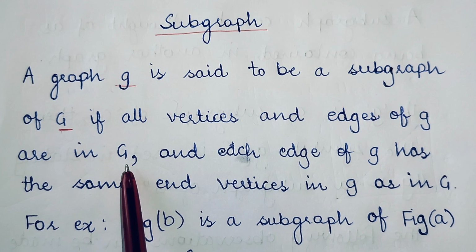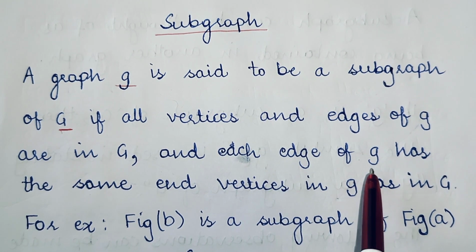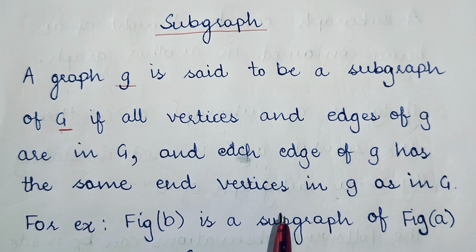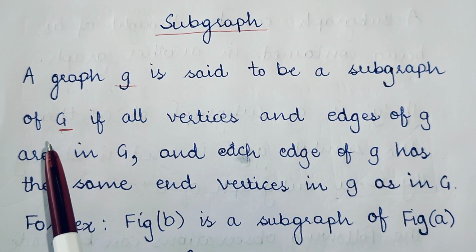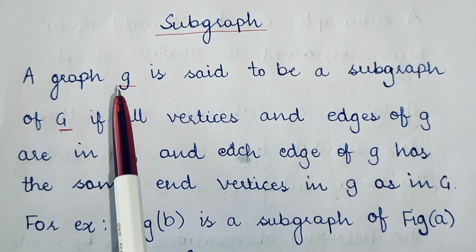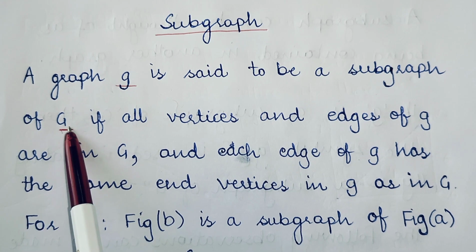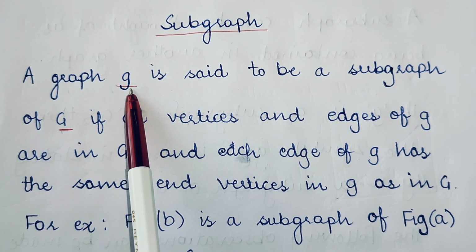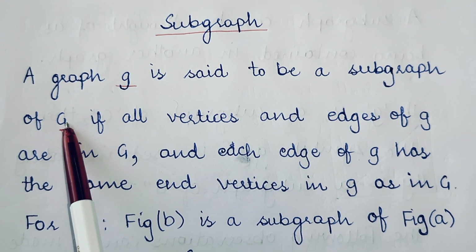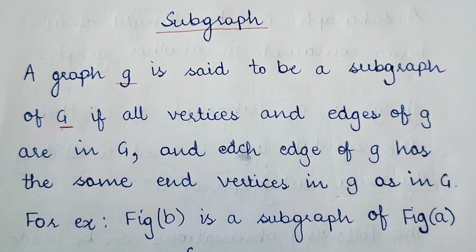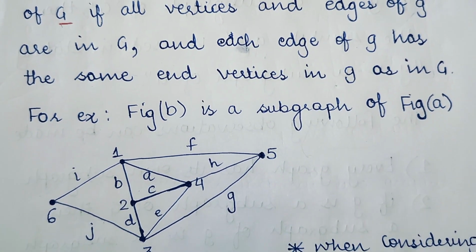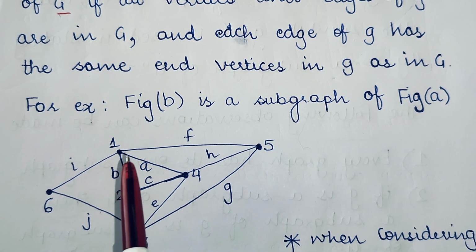graph denoted by capital G, and each edge of small g, that means each edge of the graph denoted by small g, has the same end vertices in small g as in capital G, then the graph denoted by small g is said to be a subgraph of the graph denoted by capital G. So if all the end vertices of small g are in capital G, and all the edges in small g have the same end vertices as they have in capital G, then small g is called a subgraph of capital G. We will consider this through an example of a diagram.